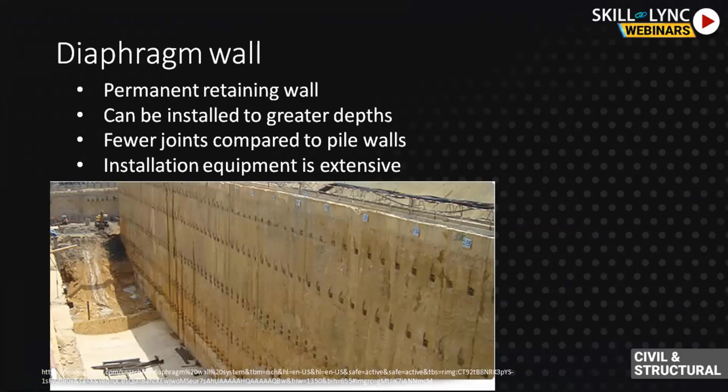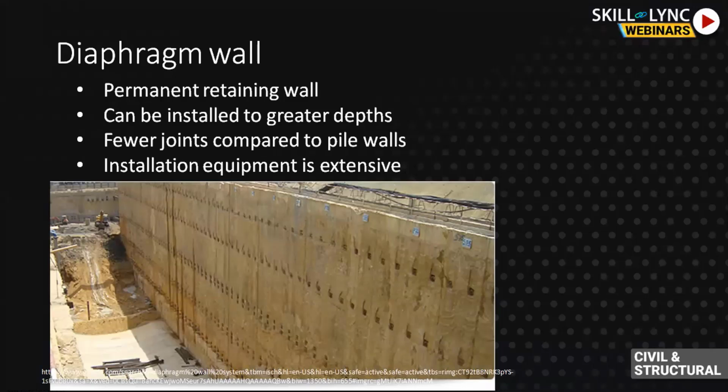In a few cases, we can use this as a temporary wall also. When it comes to construction, a temporary wall is used for deeper excavation. Then the main structure is built in between. After it is excavated, the main structure is constructed in place, and then slowly the temporary structure is removed for certain cases like sheet pile walls. But a diaphragm wall can be used as a permanent structure itself.